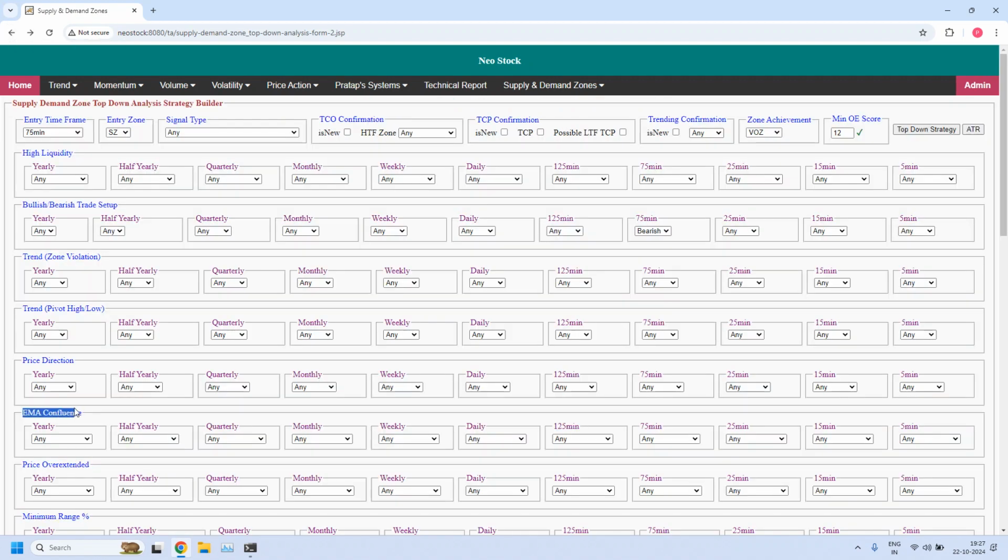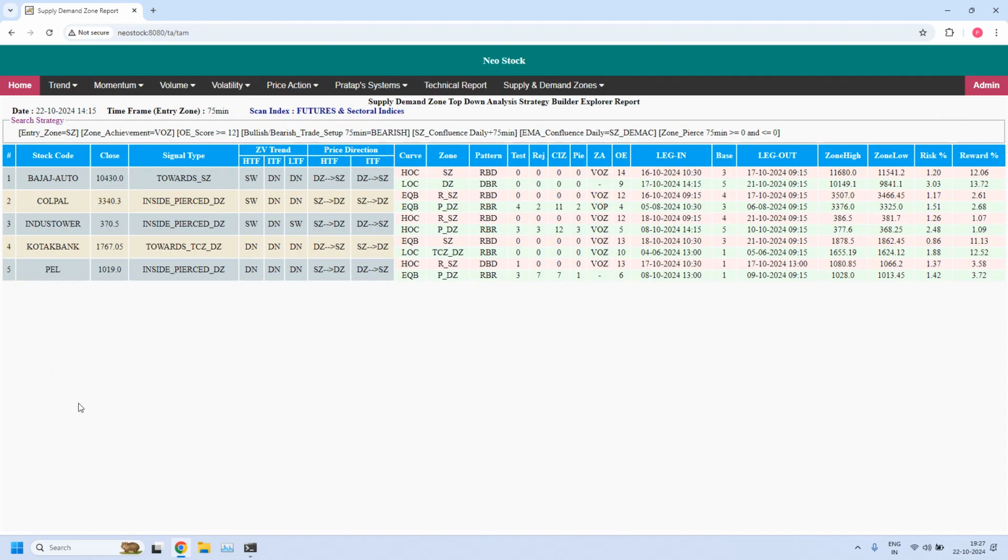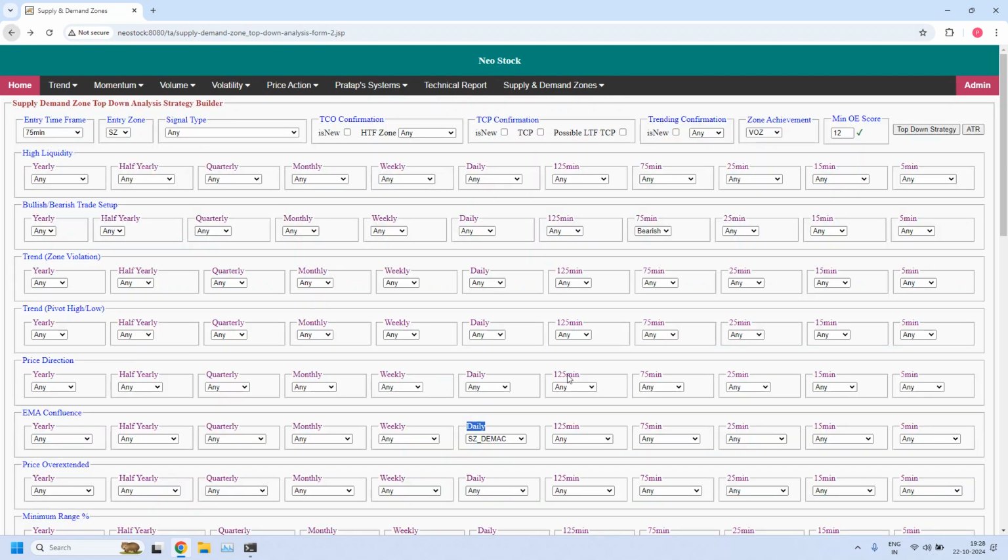Let's verify. In the EMA confluence at daily time frame, I am enabling the filter daily supply zone with daily EMA confluence. Let's verify. We got 5 stocks. These 5 stocks are high probability supported stocks based on the ITF confluence and EMA confluence. Okay, next let us look for the next high probability setup parameter, LTF, ITF, HTF confluence. I am removing this EMA filter.